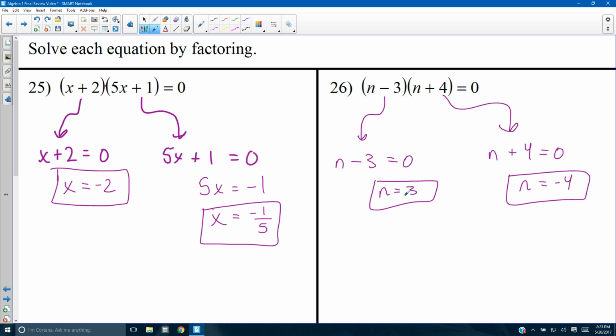This is a negative 3. This answer is positive 3. Is your answer always the opposite? Well, if your linear factor here is a 1n and a 1n, yes, of course, because it's the number that we want to plug in here to get 0. 3 minus 3 is 0. Negative 4 plus 4 is 0. Same with negative 2 plus 2.